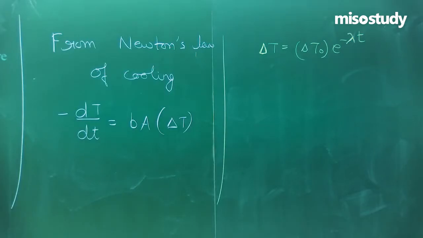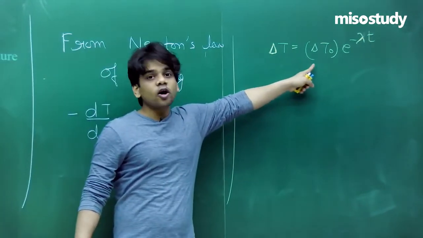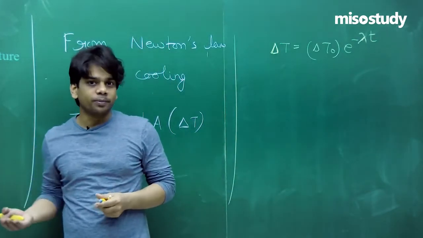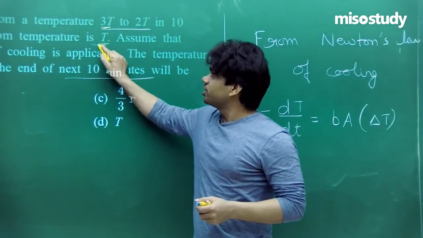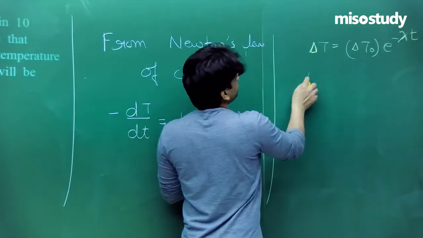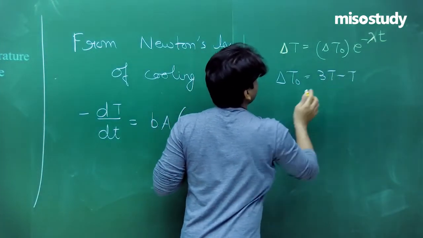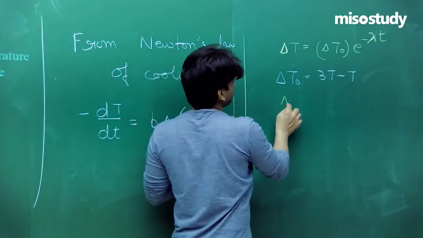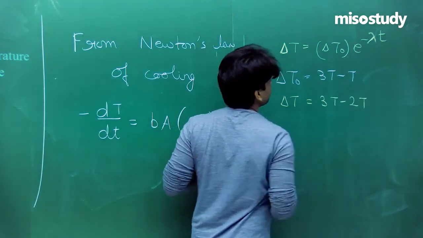Now see the values that we have to put, delta T and delta T naught. Delta T naught is the temperature difference between the initial temperature and the room temperature. The initial temperature is given as 3T and the room temperature is given as T. So instead of delta T naught you put 3T minus T. And delta T is what? That is the change in temperature that has occurred, so that will be 3T minus 2T. This is what you have to put.